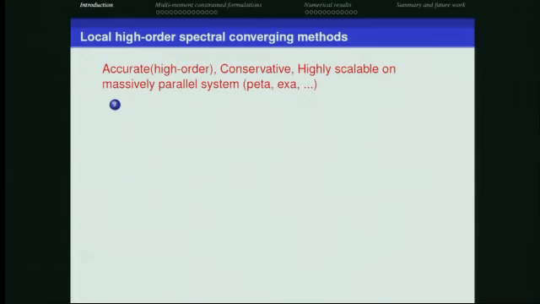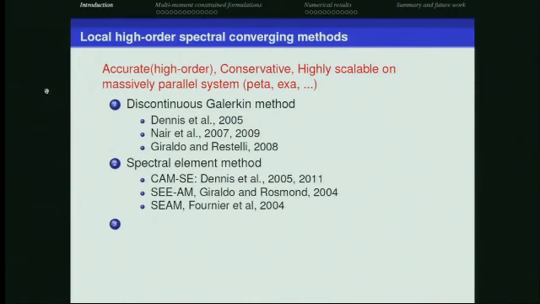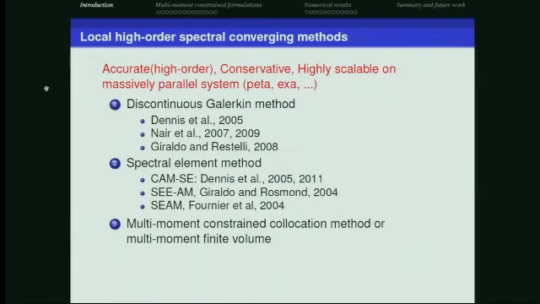Now, local high-order spectral convection methods are very appealing since they are very accurate and conservative. At the same time, they are highly scalable on massive parallel systems. Such methods include discontinuous Galerkin and spectral element. Recently we developed a kind of local high-order method we call the multi-moment constraint collocation method.